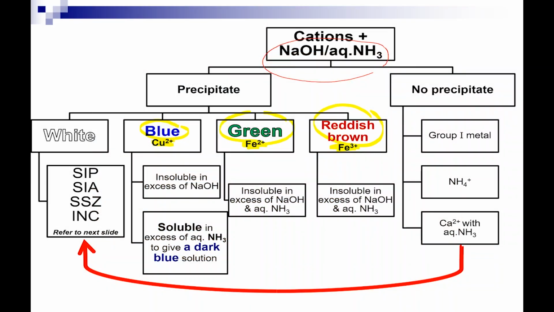There are 4 cations that will give a white PPT when aqueous sodium hydroxide or aqueous ammonia is added. They are Pb2+, Al3+, Zn2+, and Ca2+. We will elaborate more on this acronym in the next slide. Group 1 metal and ammonium cation do not form any precipitate with sodium hydroxide or aqueous ammonia.